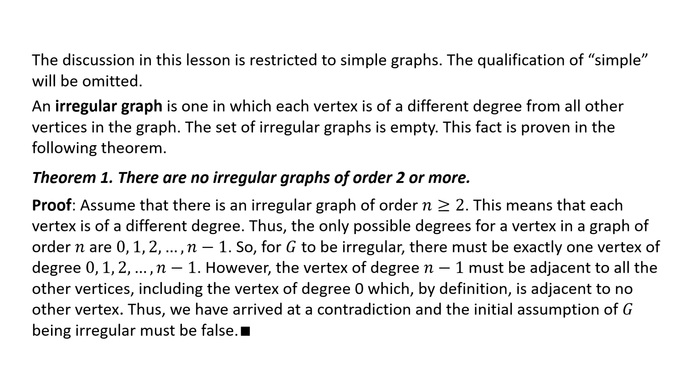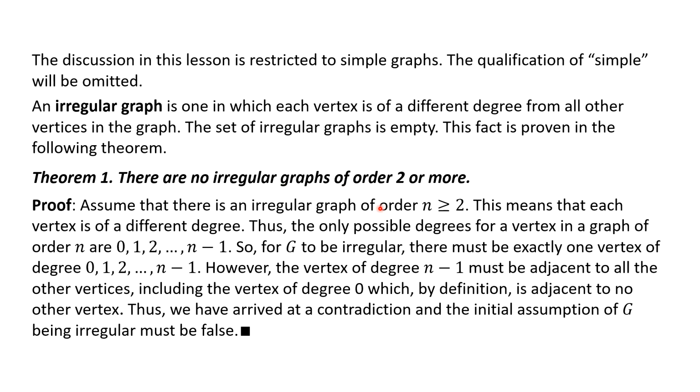The first type of graph we're going to look at is an irregular graph. That's one in which each vertex is of a different degree from all other vertices in the graph. The set of irregular graphs is empty, and we're going to prove that in the next theorem. So we have our theorem here. There are no irregular graphs of order 2 or more.